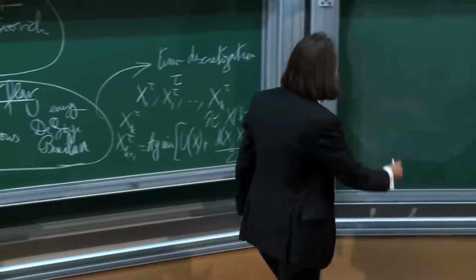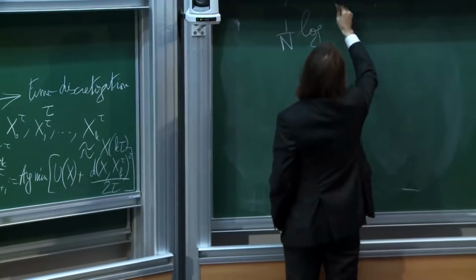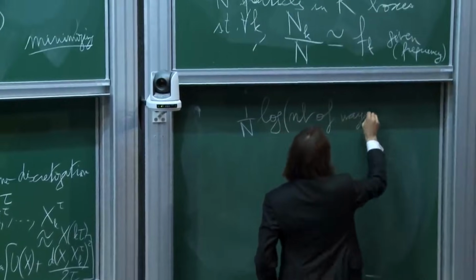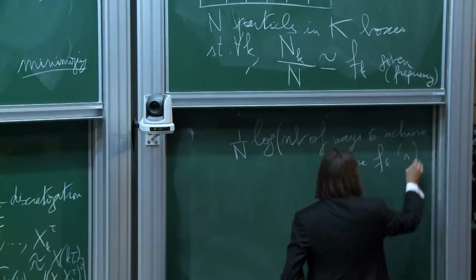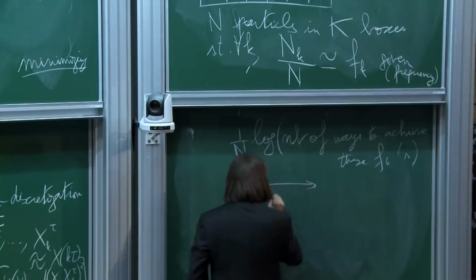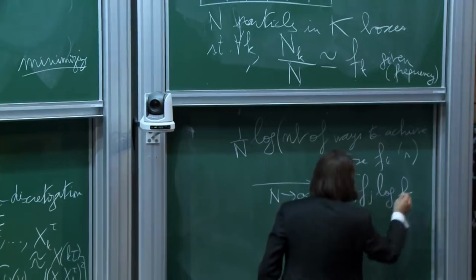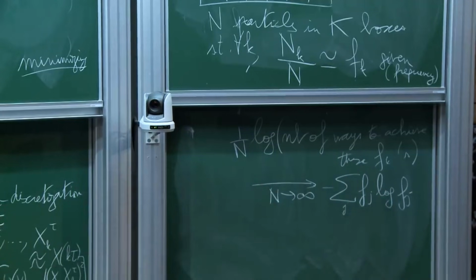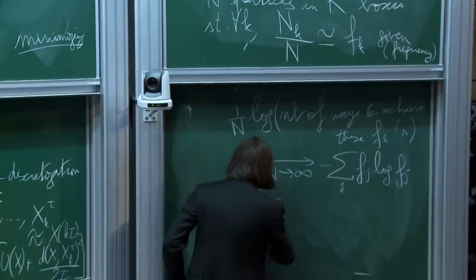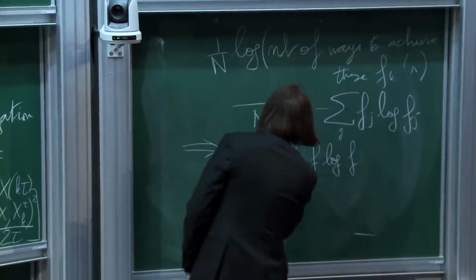And the answer is that if you look at 1 over n log of this number of ways to achieve these fk's, and you go to the limit n goes to infinity, you obtain minus sum of fj log fj over j, giving the famous x log x typical nonlinearity which appears in the Boltzmann entropy and is the same that you find in the Shannon entropy. Whence S equals minus integral of f log f. Well, integral over all the space.